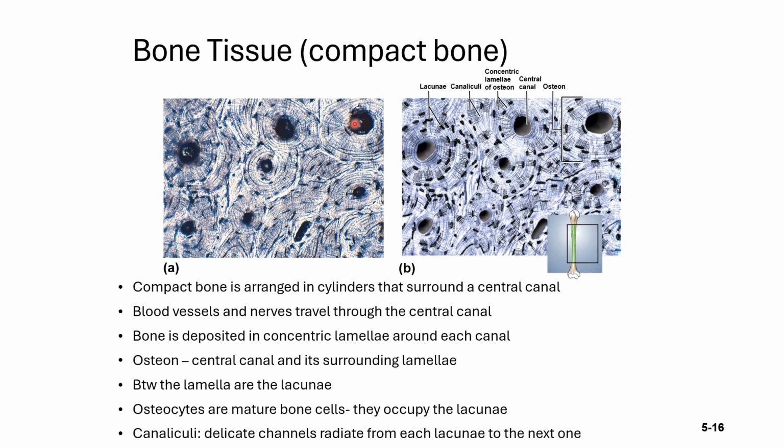Now, even though they are trapped, the osteocytes in the lacunae can communicate with the other bone cells, and they communicate through delicate channels, which are called canaliculi. And surrounding the bone, there is a tough connective tissue covering, which is known as the periosteum.